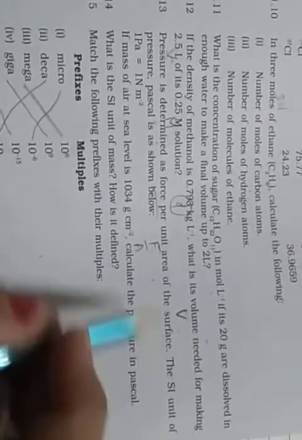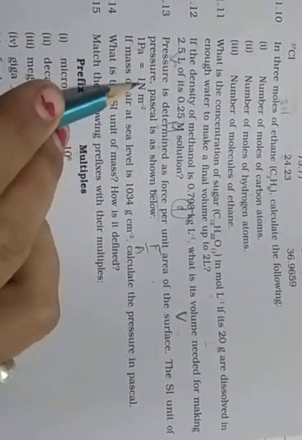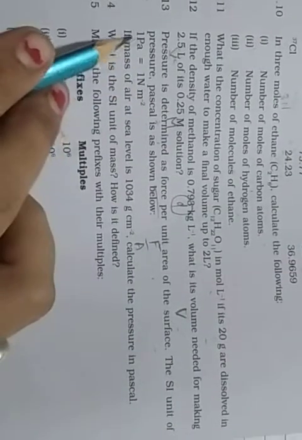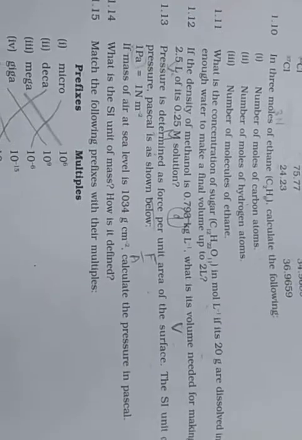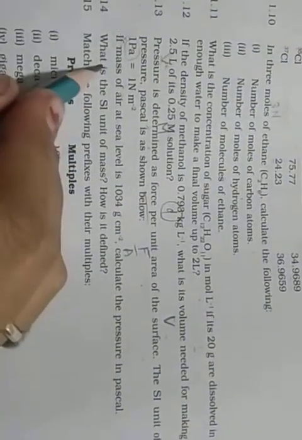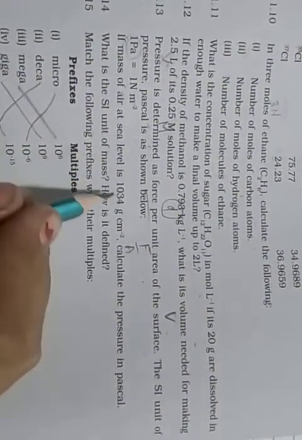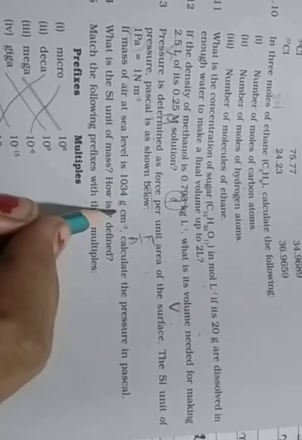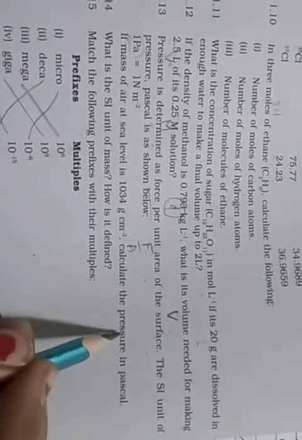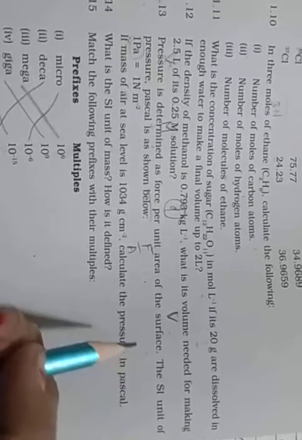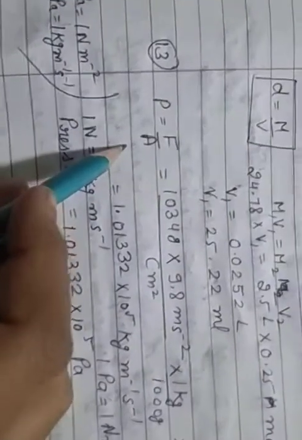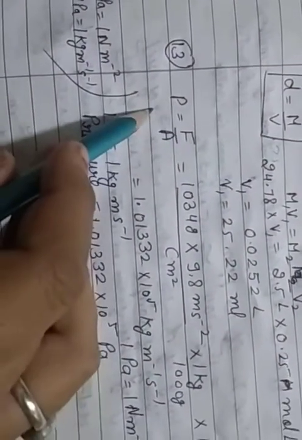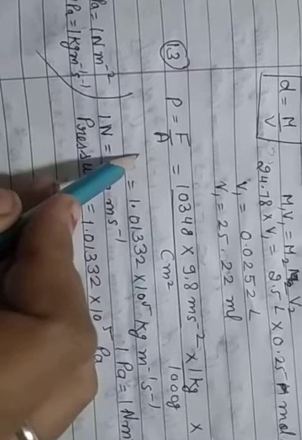Okay, and SI unit of the pressure 1 Pascal is equal to 1 Newton meter inverse 2. Okay, so mass of the air at sea level is 1034 gram per centimeter cube. So calculate the pressure in Pascal. Okay, so first here you see P is equal to F upon A, because definition given, pressure is determined as force per unit area.